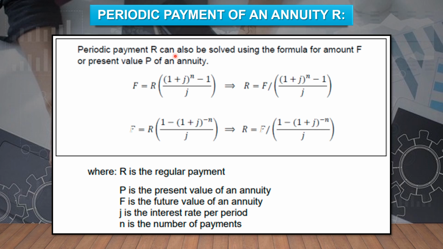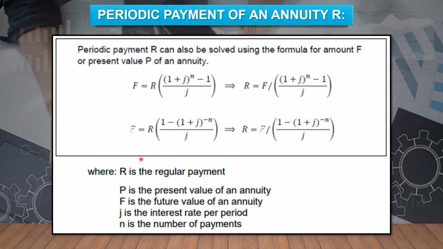Now, if we're going to use the formula of the future value of an annuity, we have this original formula: F is equal to R times the quantity 1 plus J raised to N minus 1 divided by J. Deriving this formula to solve for R, we can come up with R is equal to F, or the future value, divided by this whole part, 1 plus J raised to N minus 1 over J, or divided by J.